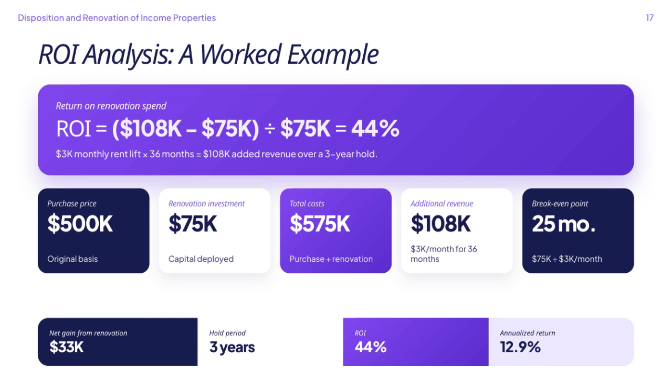Now, looking at the return on investment, we calculate ROI as the net gain from renovation, $108,000, minus the renovation cost, $75,000, then divided by the renovation cost. This gives us a 44% return over the 3-year hold period. Finally, if we annualize that return over the 3 years, it comes out to about 12.9% per year. This example clearly shows how strategic renovation can significantly boost income and increase the overall return on a property investment.